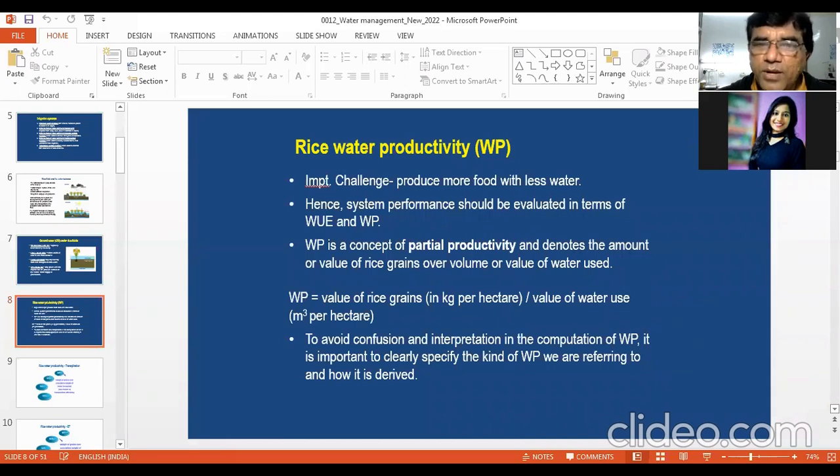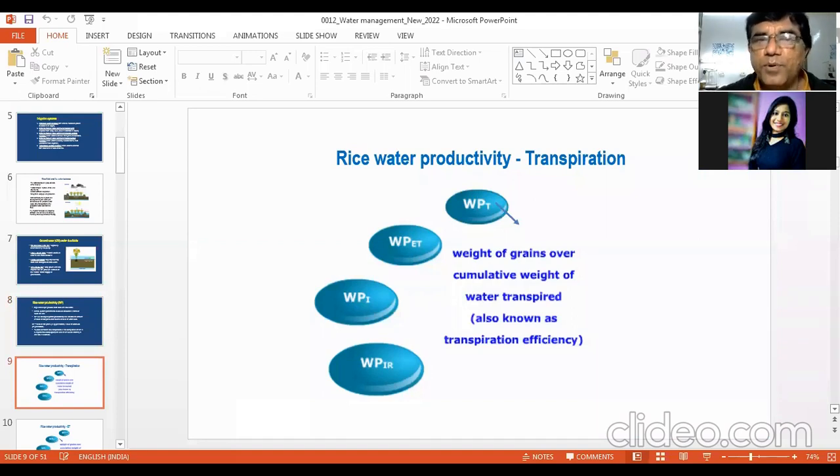So this is the value of rice grain, maybe in terms of economics also, maybe in terms of kg per hectare also, divided by value of water use, means how much water is applied, cubic meter per hectare. So you can easily convert cubic meter per hectare to liters or other units. To avoid confusion and interpretation in the computation of water productivity, it is important to clearly specify the differences.